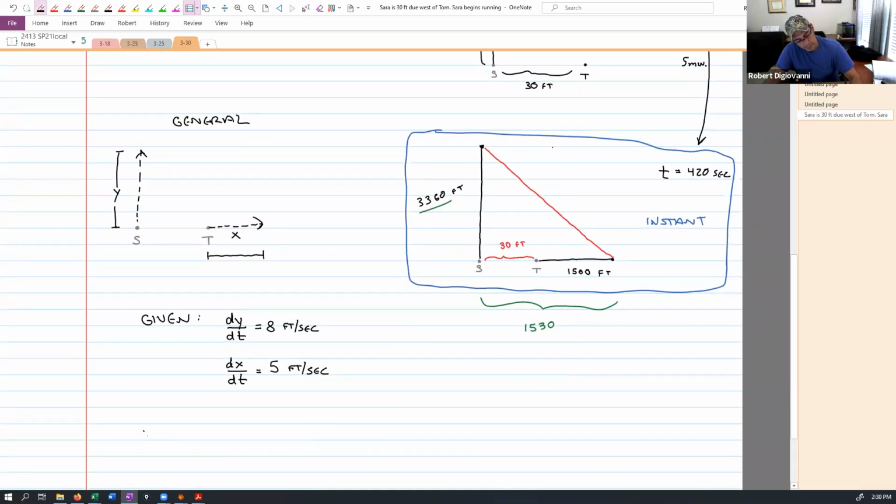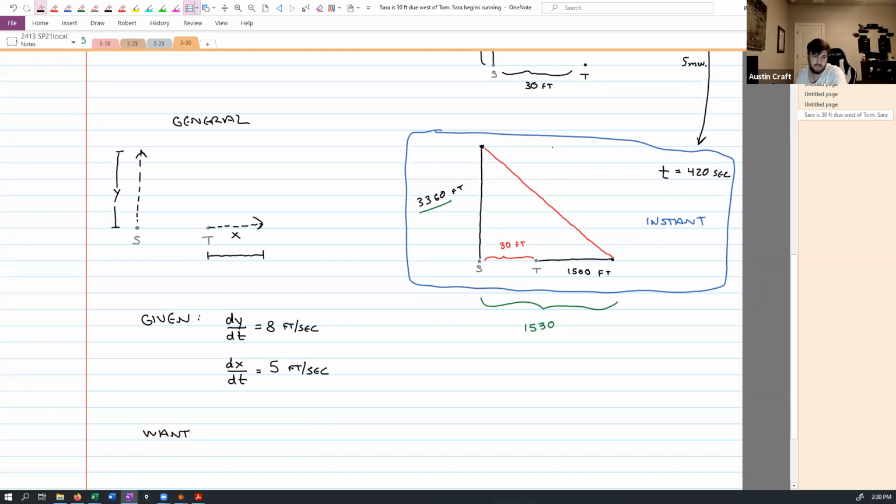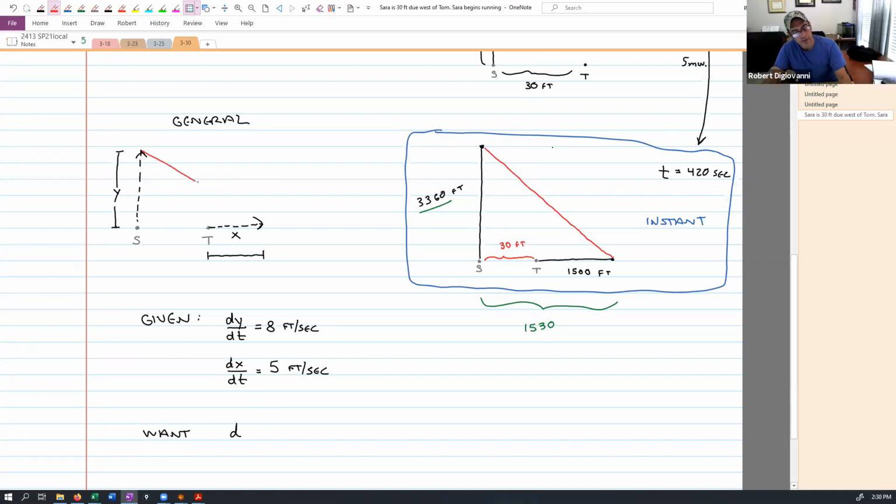What do we want? The d of the hypotenuse over dt. So let's draw it in this picture. Here to here would be our hypotenuse. We need it labeled here. This would be our hypotenuse. We want dh/dt. And when do we want it?